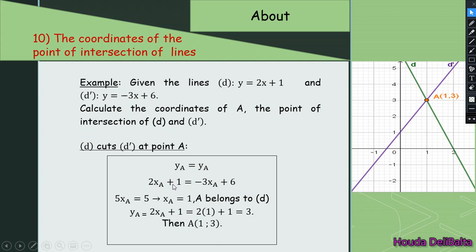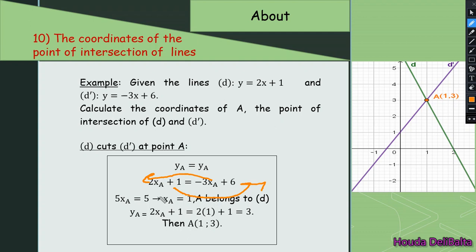I can solve it. Taking x together and the numbers together, I get 5a equals 5. Then definitely xa equals 1. So again, I collect x together and take the numbers together, then I will get 2xa plus 3xa by taking it to this side. And I have 6 minus 1. So 5xa equals 5, then xa equals 1.